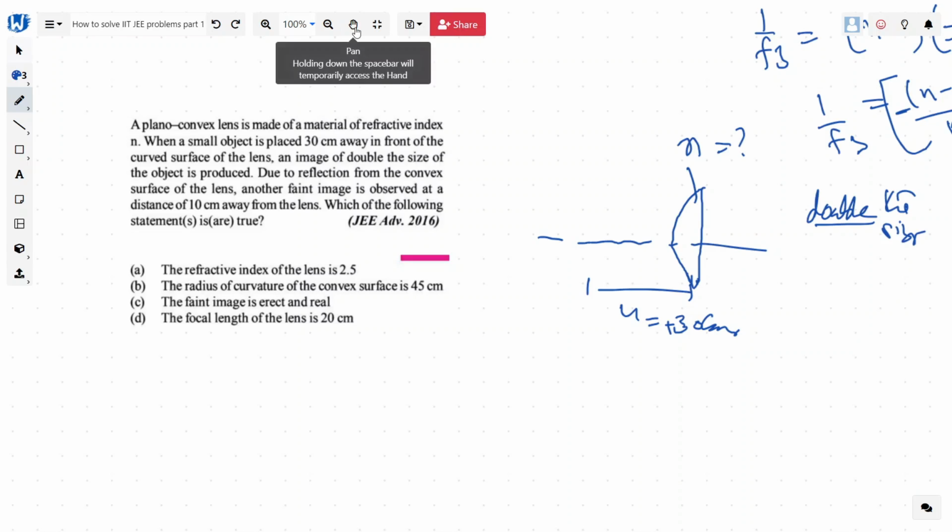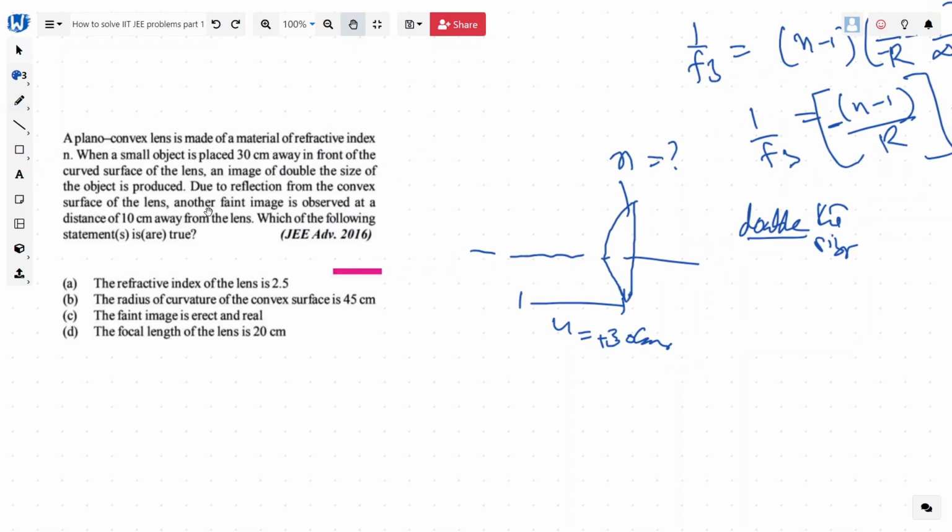So now let's look at the second part, which says that due to reflection from the convex surface of the lens, another faint image is observed at a distance 10 centimeter away from the lens. Which of the following statements are true? Okay. So this lens is basically acting both as a lens as well as a convex mirror, right?